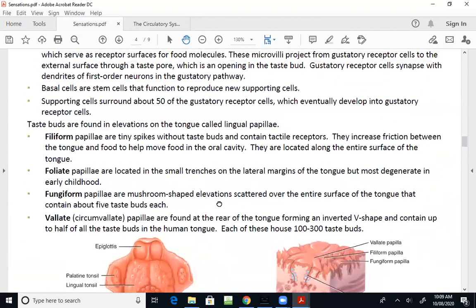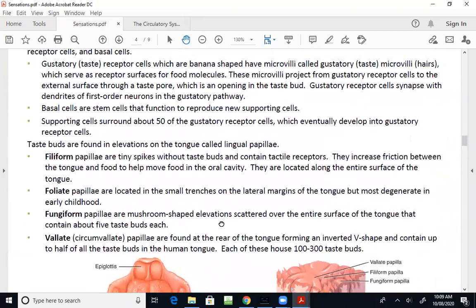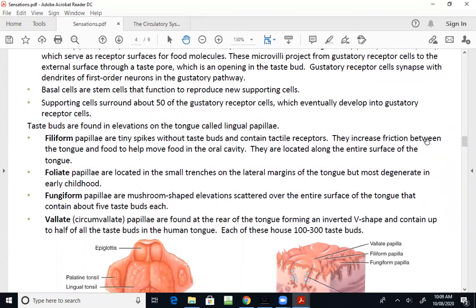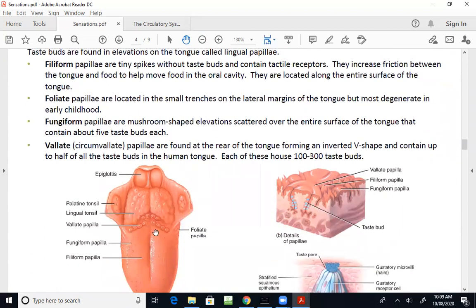All right. Now, we find most of our taste buds in little tiny elevations on our tongue called lingual papillae. Once again, anytime you see the word lingual, it's going to refer to tongue. So these are just little tiny bumps on the surface of our tongue. And there are 4 types: filiform, foliate, fungiform, and valate, all of which are labeled here in our picture.